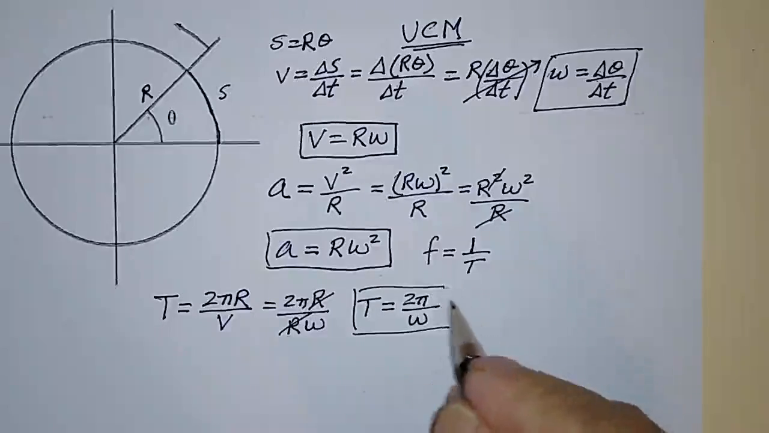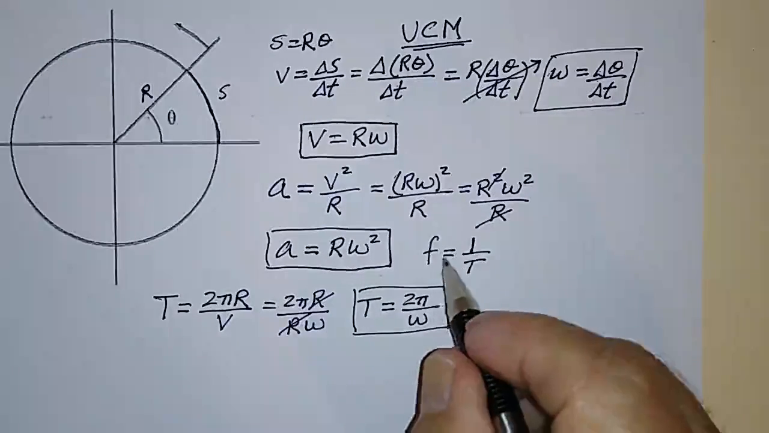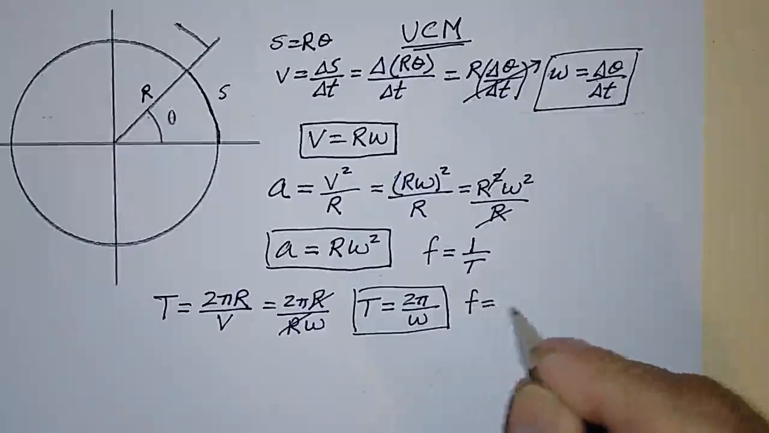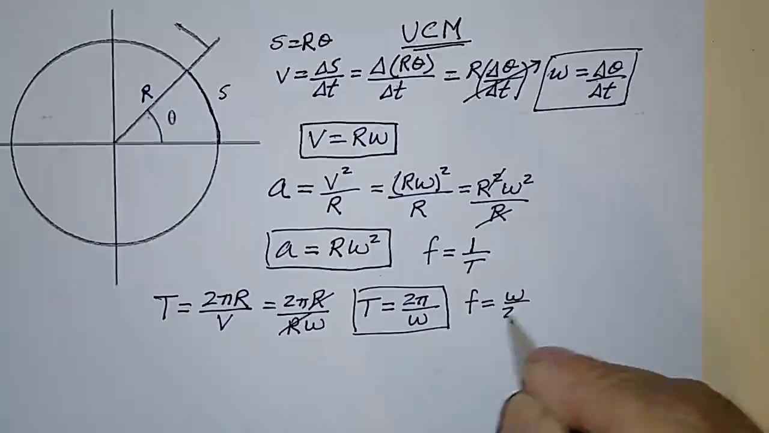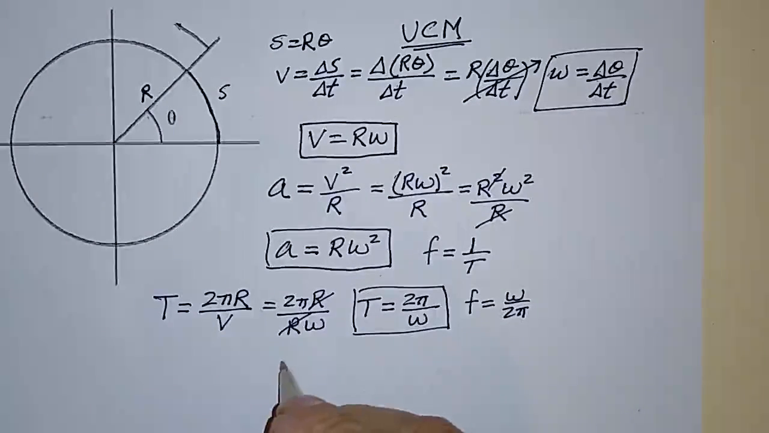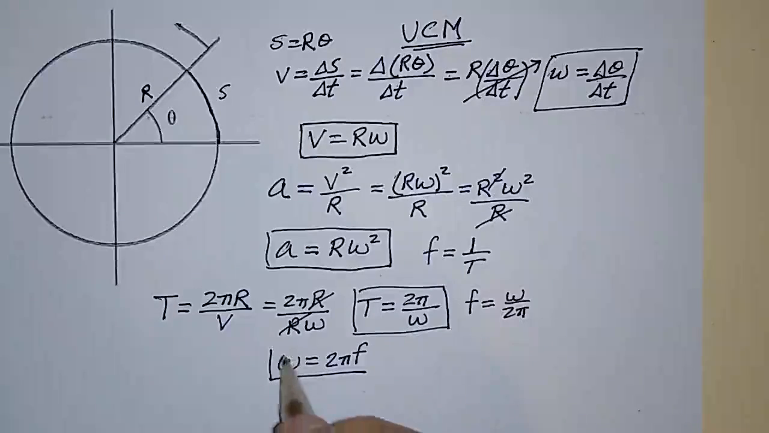That's another important relationship. And since f, the frequency, is 1 over the period, then f is just equal to omega over 2 pi, most commonly written as omega is equal to 2 pi f. So there's another equation that's very useful when you're dealing with uniform circular motion.